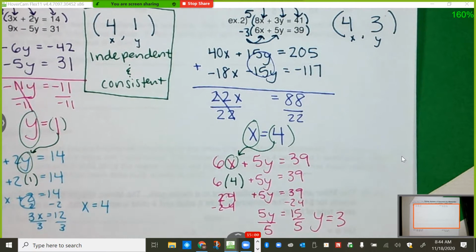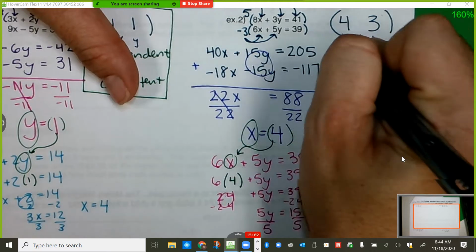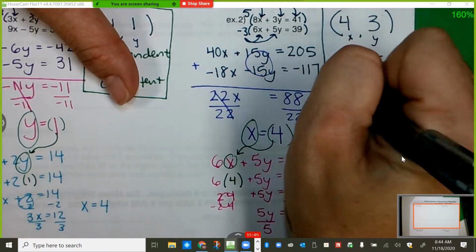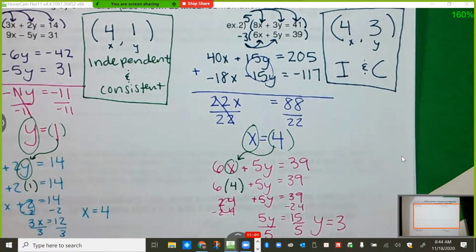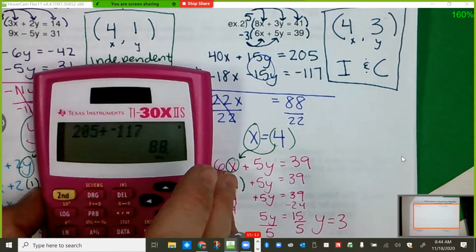Again, this is independent and consistent. I'm not going to write it out this time. I wrote it out the first time just to remind you what it stands for. So again, we can check our work. I'll move it over here so those of you still writing can write.